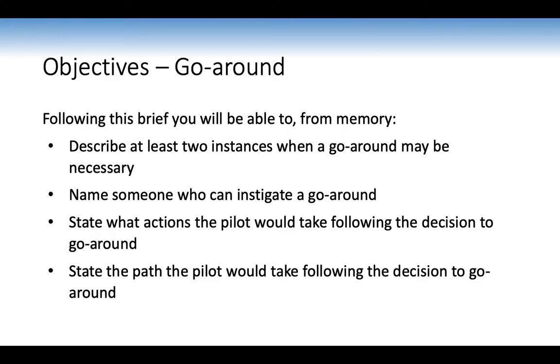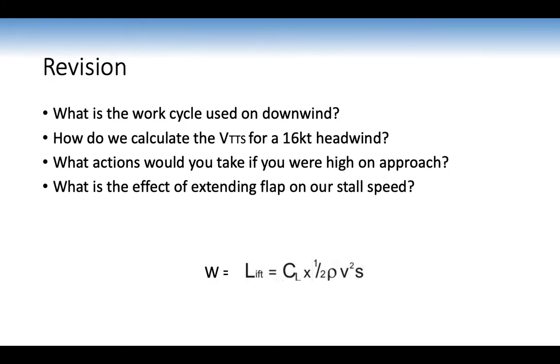State what actions the pilot will take following the decision to go around. It's really important. We have to aviate, navigate, communicate. Fly the airplane first, navigate, and then communicate last as well. State the path the pilot would take following the decision to go around. It's important. We want to know how we must fly the airplane and rejoin the circuit pattern again, so we can have another go at landing the airplane.